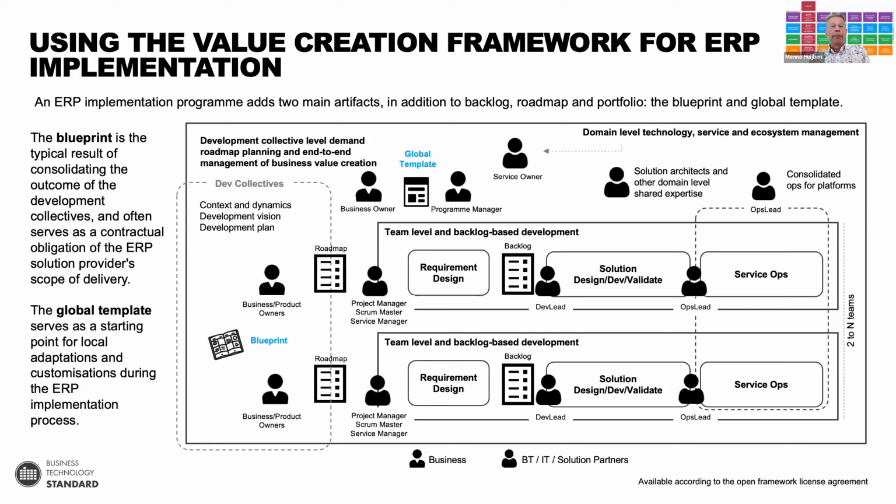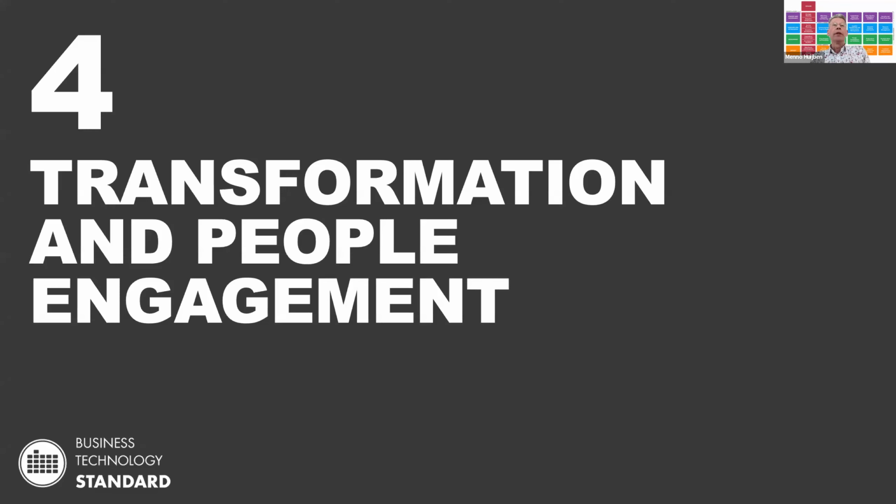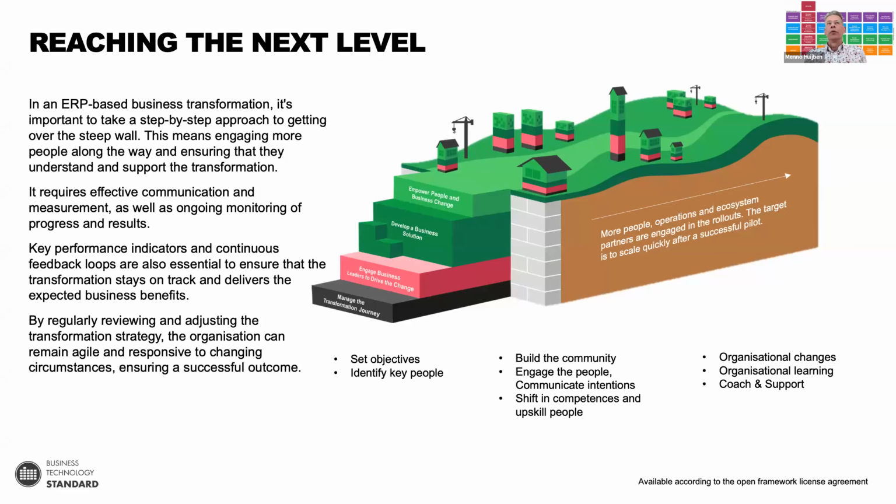So then the fourth topic is the transformation and people engagement. It's probably the most important topic. Of course, ERP programs are about technology, and with the technology there can be all kinds of issues you need to deal with. But the big thing is, of course, the whole people engagement, so that everybody understands why we are making the change, how it is going to impact them, and what the results are.